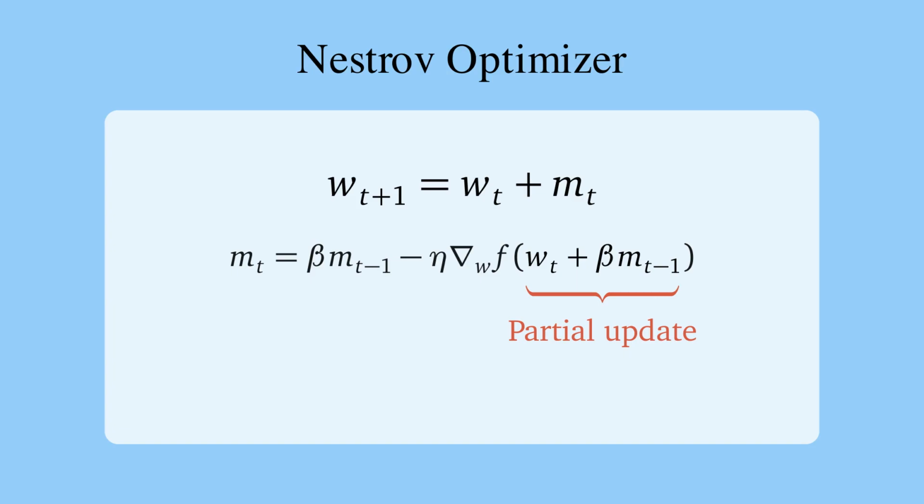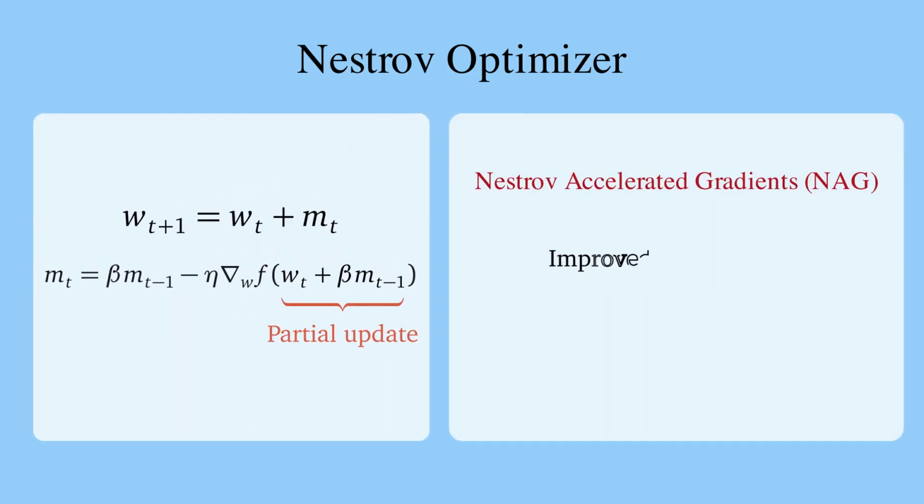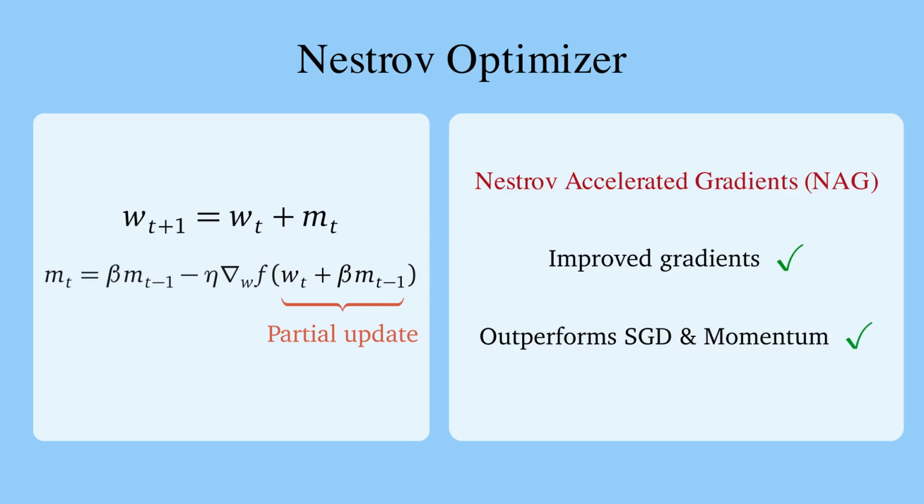These gradients that are computed using the partial updates are called Nesterov Accelerated Gradients, or NAG for short. Computing NAG is based on the current set of weights at step t and the previous momentum M sub t minus 1. With these improved gradients, Nesterov has shown to be a very effective optimizer and has outperformed both SGD and the classical momentum.